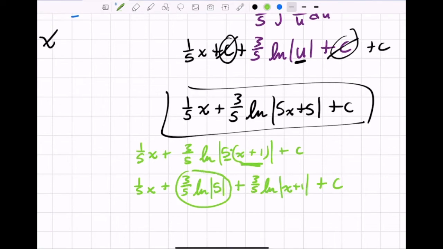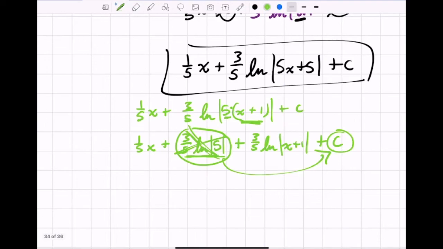Now you're thinking, well, what the heck? What are we going to do with that guy? Well, this guy is a constant number. It has no variable in it. And so what happens in calculus is he just gets teamed up with this constant right here. He gets kind of swallowed up by that c. And so now we have the exact same answer as what was written in the multiple choice.